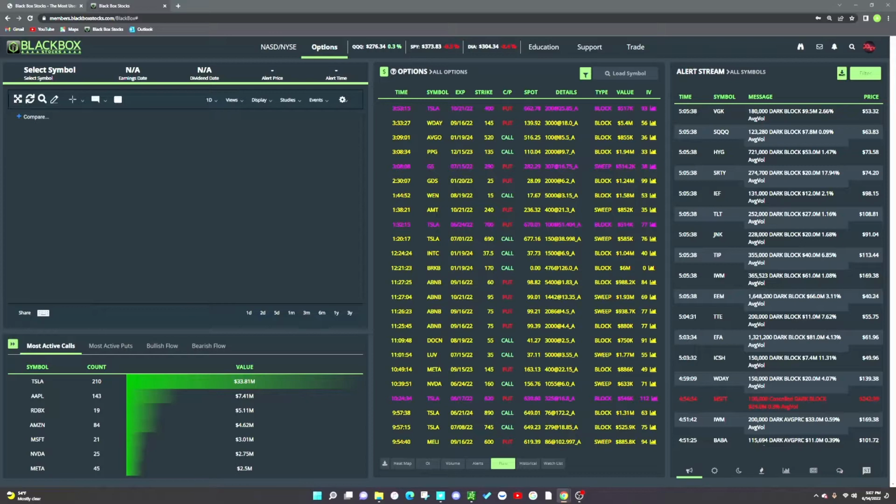I'm going to switch over here to the alert stream. I'm going to filter this out as well. This is going to show me a multitude of things, but the only thing that I care to see are the dark pool prints and the insiders. So I'll set those filters.